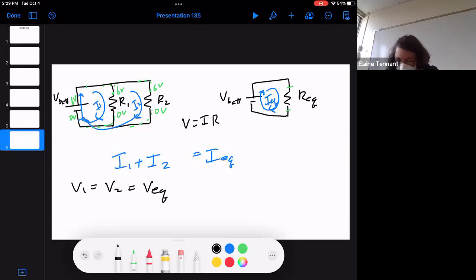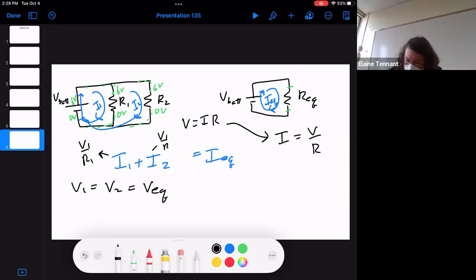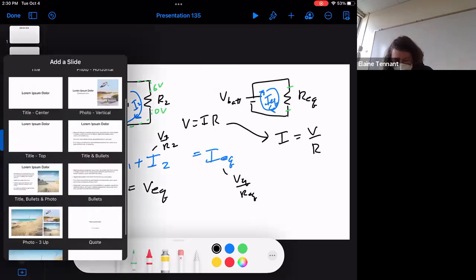Okay, if that's good, we're almost done here. We need to use this to figure out some resistances. So what we're going to do is take our Ohm's law and say I equals V over R. And then here we're going to plug in V1 over R1, V2 over R2, V equivalent over R equivalent. And then you're going to tell me something about these voltages.